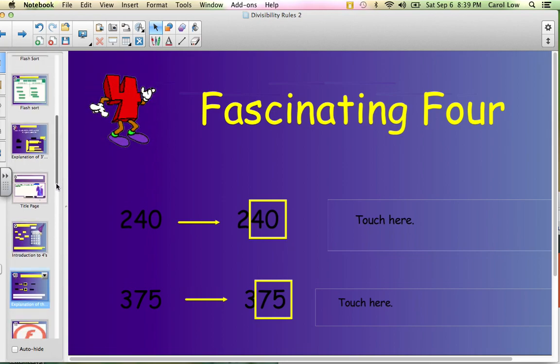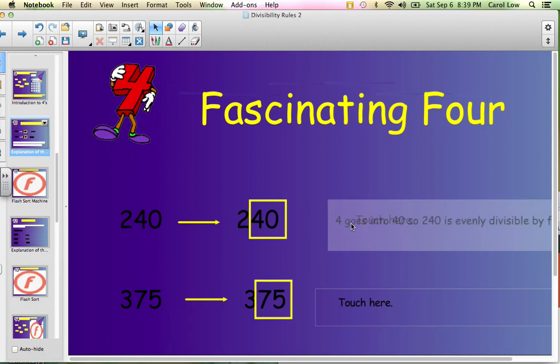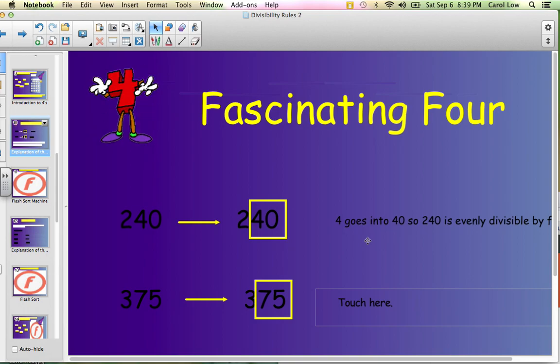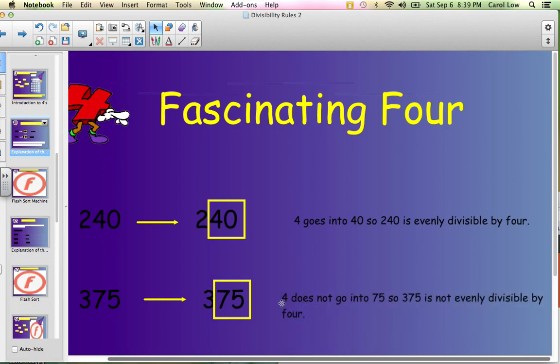Okay, so fascinating 4. So 240, it looks like we're looking at the 4 and the 0. Let's touch here to learn a little bit more. 4 goes into 40, so 240 is divisible by 4. Okay, in this one they have the last 2 digits circled again, 375. So does 4 go into 75 evenly? It does not go into 75. So 375 is not divisible by 4.